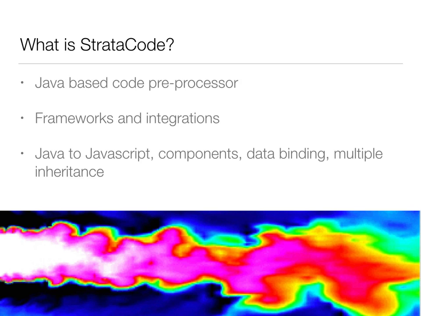So StrataCode at its core is just a Java code preprocessor. So if you put a bunch of Java code in, it compiles it and runs it. But it also includes extensions to Java in the StrataCode language and frameworks and integrations. Some notable ones are the Java to JavaScript conversion and multiple inheritance. The others we've talked about.